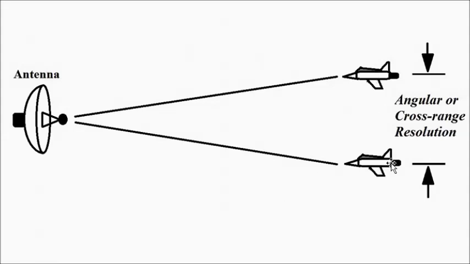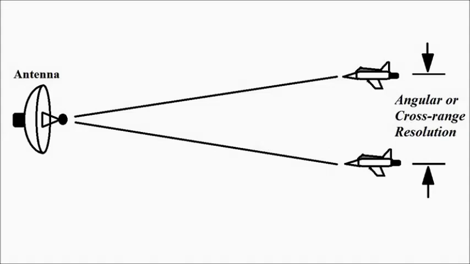In this situation, both the target objects are at the same range from the radar, the same distance from the radar, but at different angles. They are at different angular positions. So in this case, the resolution which comes into play is called angular or cross range resolution.